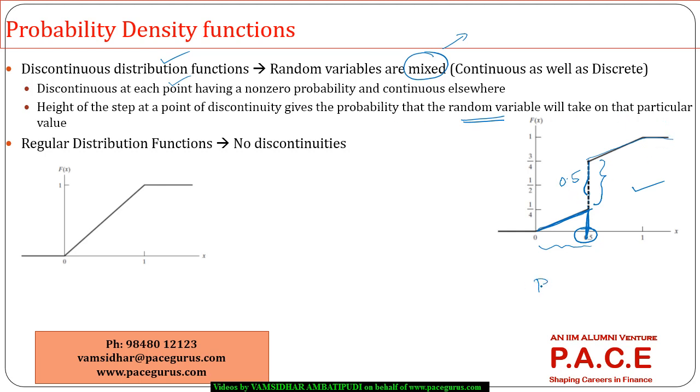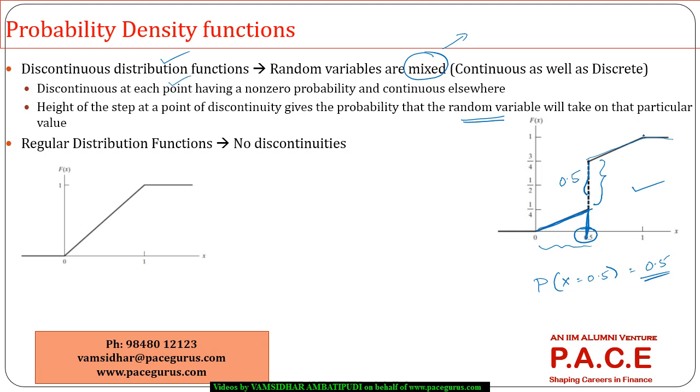So the probability that x equal to 0.5 is 0.5 here. So this is what we are calling a mixed distribution, where across it could be continuous, but at one or a few specific points my random variable would be more discrete. So this is one more thing that we really need to understand with respect to the continuous random variables.